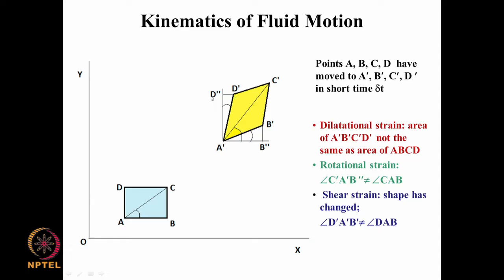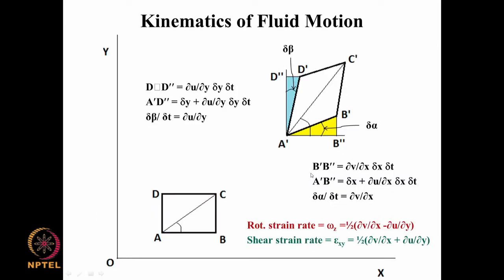If D moves away from the diagonal by the same amount, then there will not be any change of shape. So, the shear strain is essentially dependent on by how much this has moved in this direction and by how much this has moved in this direction. It is all related to the angles that are present here, and this provides a quantitative definition. Now, how do we relate it to the velocities and velocity gradients? That is what we are seeing here.